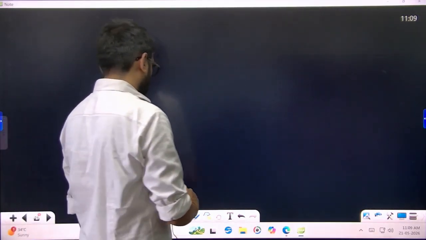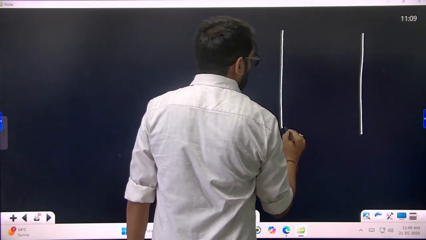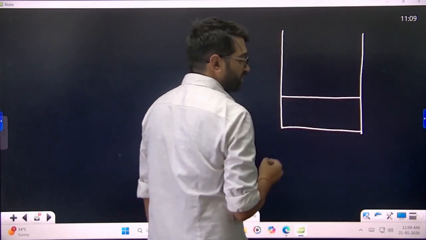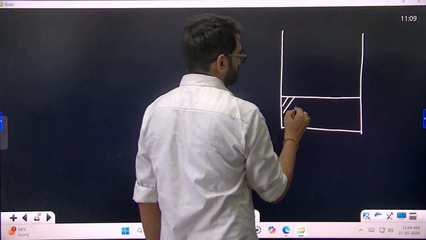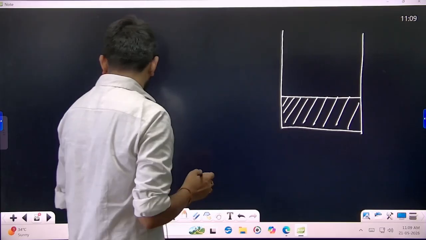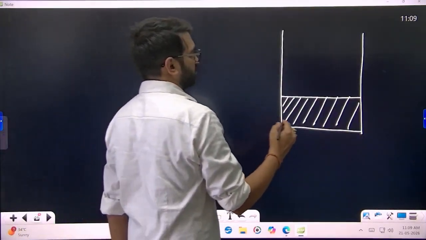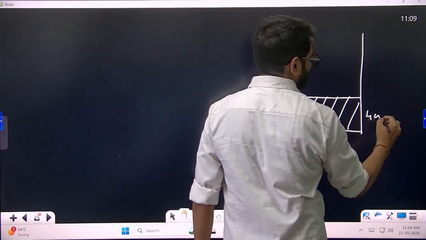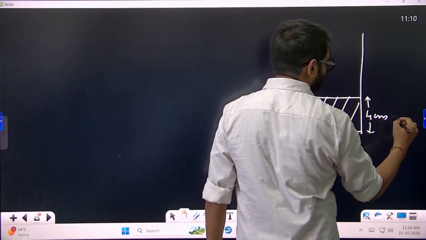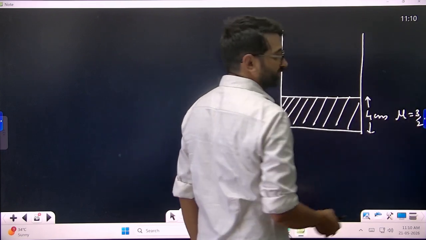There is a container whose bottom is made up of glass. So this complete thing is glass. Thickness is 4 centimeters. So refractive index of glass is not given. We can take this refractive index as 3 by 2 for glass. Next.